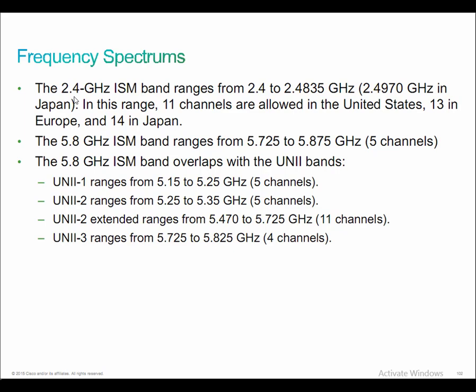5.725 to 5.825, which is the last one that you see here. We call these the ISM UNII 3 bands, mainly outdoor use. Okay, and in Europe, under the ETSI regulations, outdoor and licensed. All right. Another one that you don't see here, 5.850 to 5.925. That's your UNII 4 band. Still under review, but proposed for the future use.